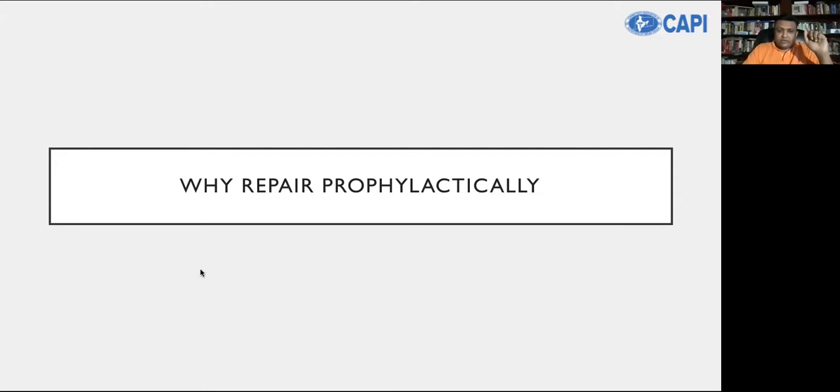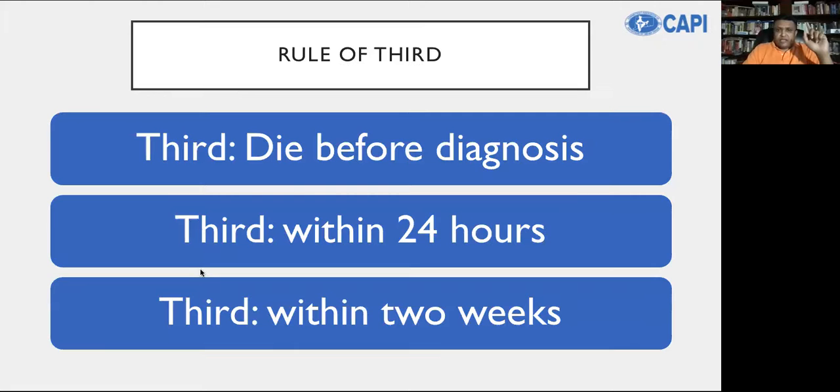The reason why you want to repair them prophylactically is the rule of thirds. So I told you five. Now the second number you need to remember is three. A third of the patients will die before diagnosis. That means a third of the patients will not reach hospital. They'll have rupture of their aortic aneurysm, or they'll have a catastrophic arrhythmia or catastrophic heart failure, and they'll die before they reach the hospital.